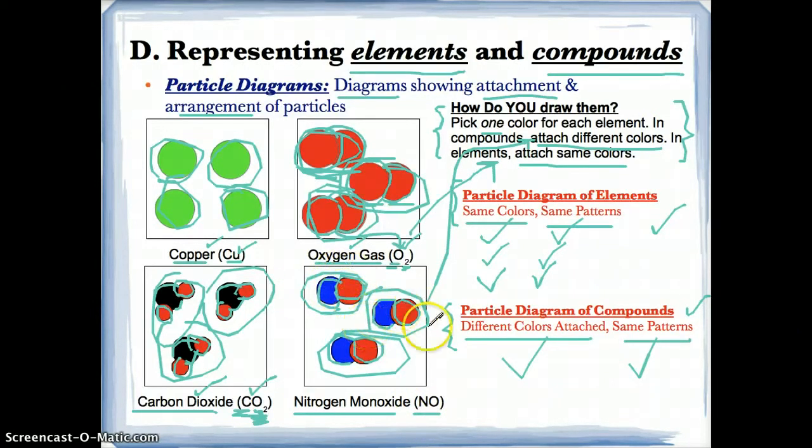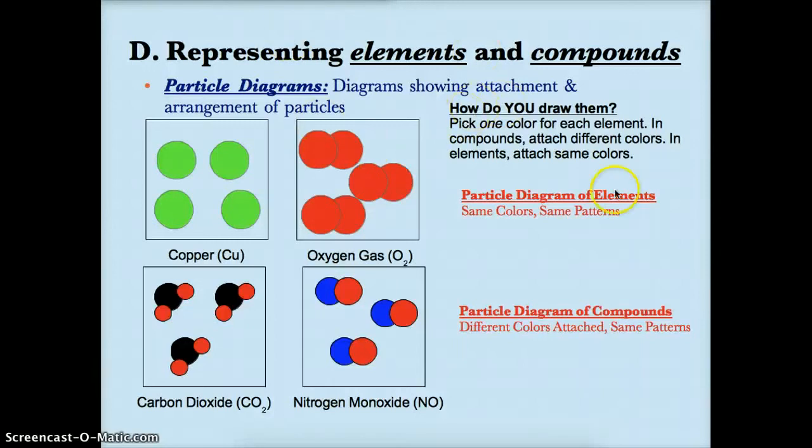Right? How I know that this is a compound down here is that I have different colors attached, one blue N, one red O. I also know it's a compound because the patterns are the same. In each unit, I have one blue and one red O. Since the pattern repeats, I know that this alone, based on the particle diagram, without even looking at anything down here, makes it a compound. All right, so there you go.